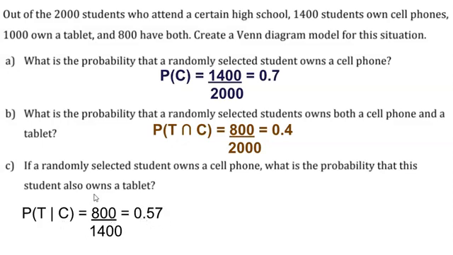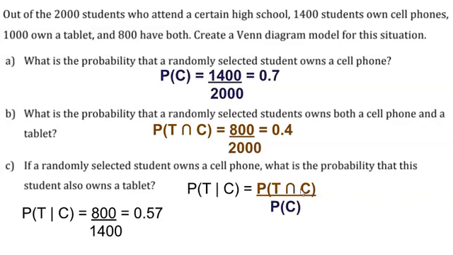Let's take a closer look at this probability and examine the formula that can be used to find the probability of T given C. The probability of T given C equals the probability of T and C divided by the probability of C. Since we already have the probability of T and C and the probability of C, let's quickly work out this division to see if it matches our 0.57.